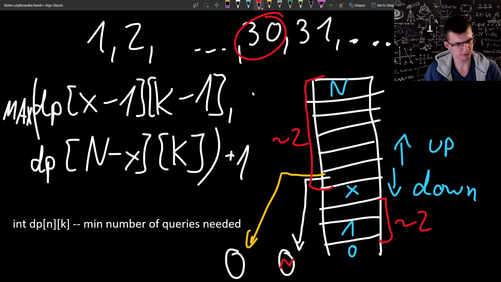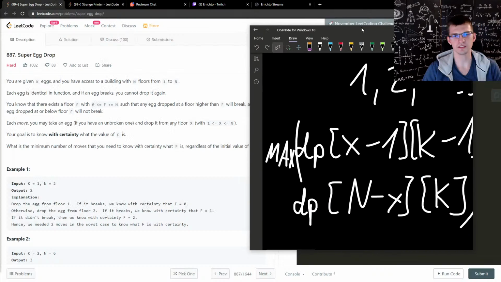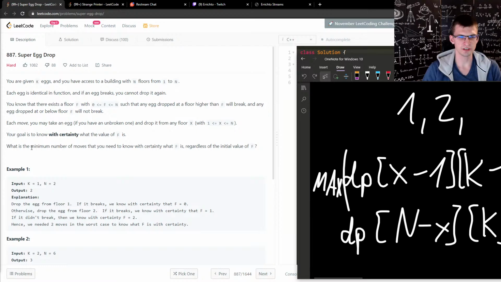Can we think in the terms of probabilities? No, we shouldn't, because we don't care about probability here. The problem doesn't say that we want some expected value to be good or anything like that. We care about the worst case. It isn't that well formulated in the statement. Here they just say, what is the minimum number of moves that you need to know with certainty what f is, regardless of the initial value of f. So if there exists some value of f such that you need 4 moves, but there exists some other value of f where you need 5 moves, you need to say 5. This statement is equivalent to saying consider the worst case.